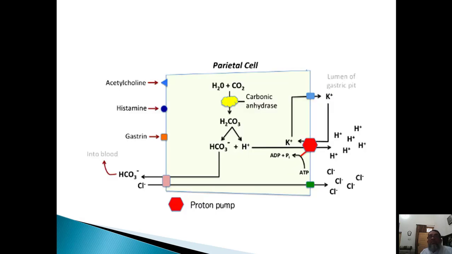This is the biochemistry of the parietal cell. In this case, carbon dioxide and water, with the help of carbonic anhydrase, are converted into HCO3 ion. HCO3 ion is released into the blood. Then the H ions, with the help of the proton pump, are pumped into the lumen of the gastric mucosa with the help of ATP, because ATP is converted into ADP, providing the energy for the proton pump. So H ions are pumped against the concentration gradient into the lumen.